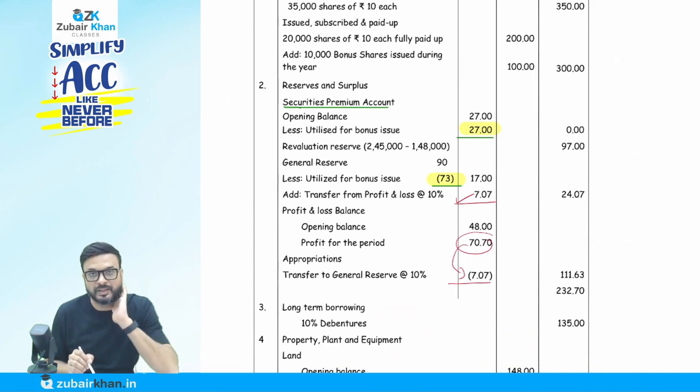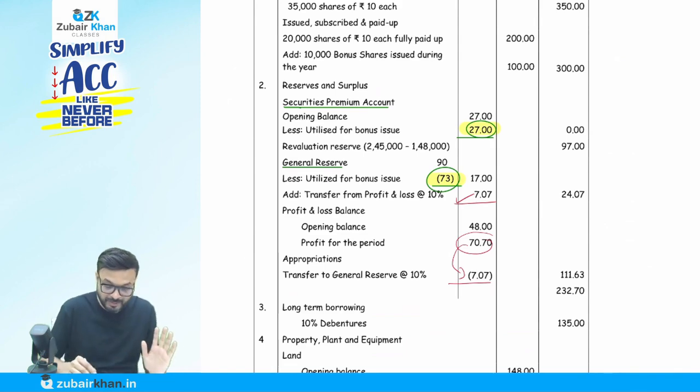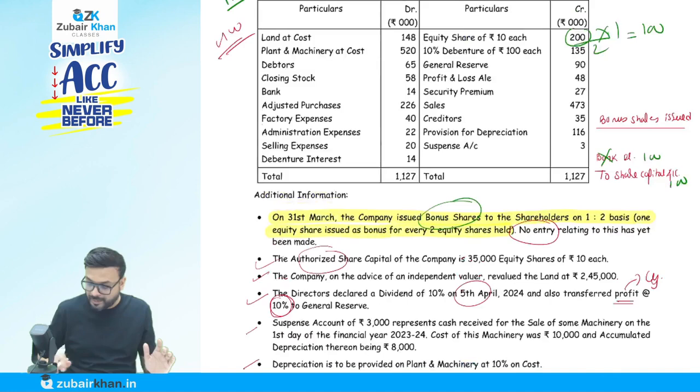Okay, I will tell you, but it's okay here. They utilized the securities premium account 27, and they have utilized the general reserve 73. But okay, it's okay if the institute has done it that year. Now understand, let me tell you the logic here. What entry should we pass here?